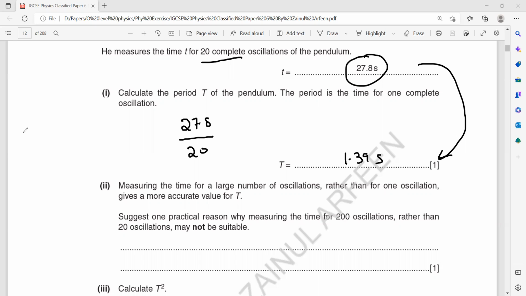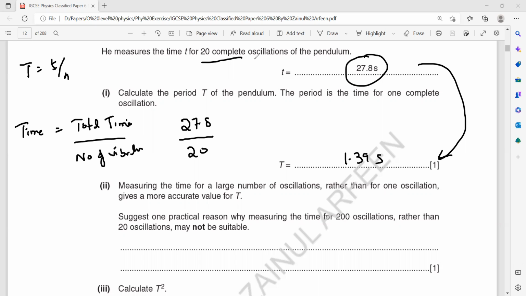If we need the time for one oscillation, or we need the time period, so time period is the total time divided by the number of vibrations or number of oscillations. That's the formula. So total time was 27.8 and number of oscillations is 20. That's why it is 27.8 divided by 20. So we get it for each one.